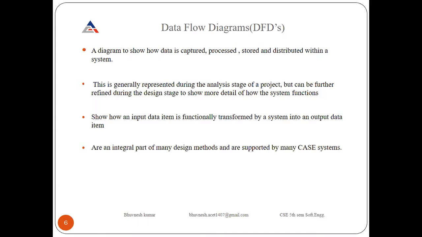A diagram to show how data is captured. Data is captured in the form of entities, processed in the form of your circle or an oval rectangle, and stored in your data storage, where the symbol used is an open rectangle. This is generally presented during the analysis stage of a project. Your graphical notation is generally presented during your project analysis phase.